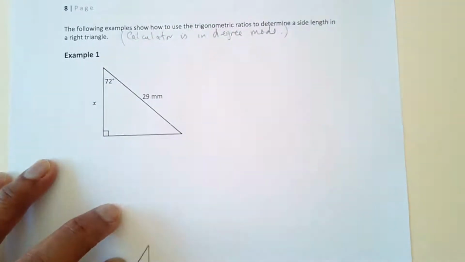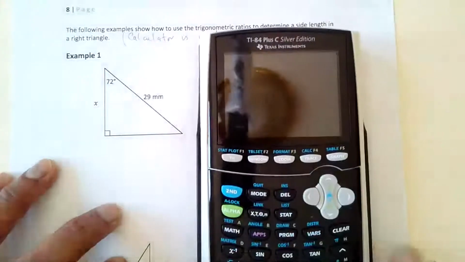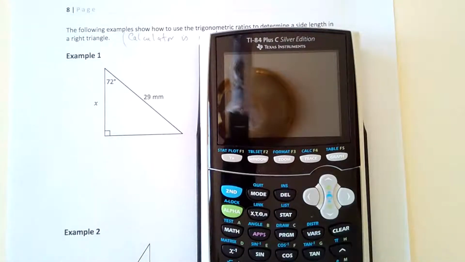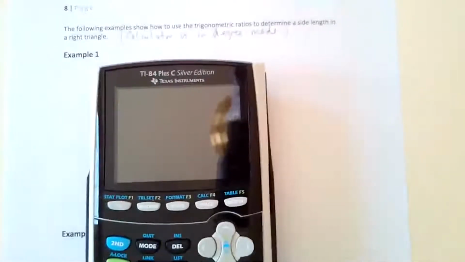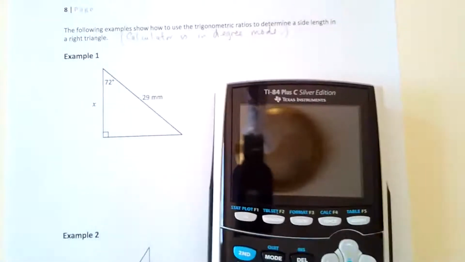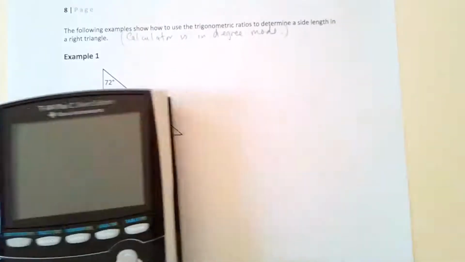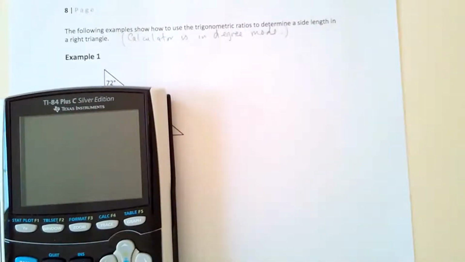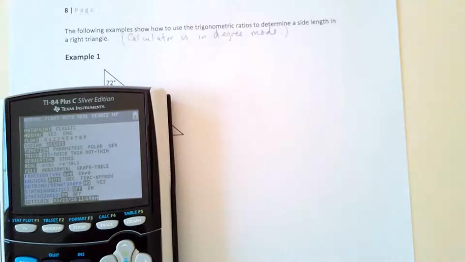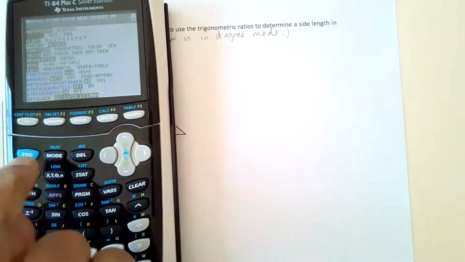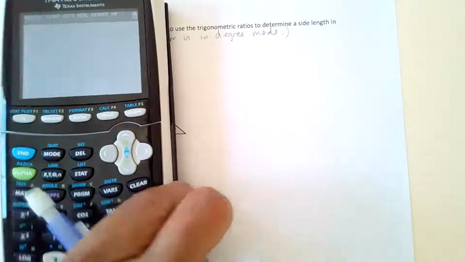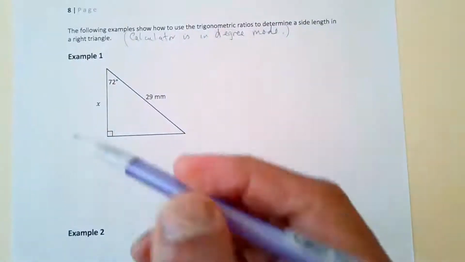I'll show you using my graphing calculator. It's very difficult trying to find a spot where I don't see a reflection. There we go. So I put my calculator on. Now with my calculator on, the mode must be in degree mode. So I get out of here. Then I'm calculating the side length.